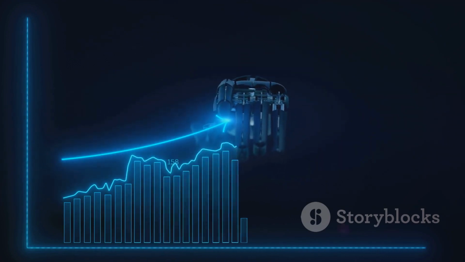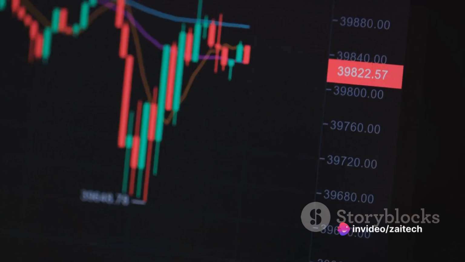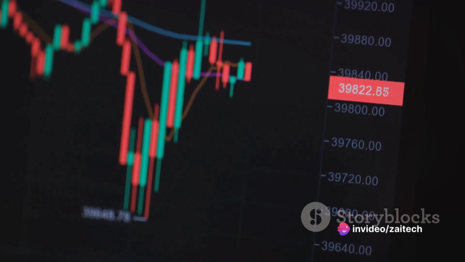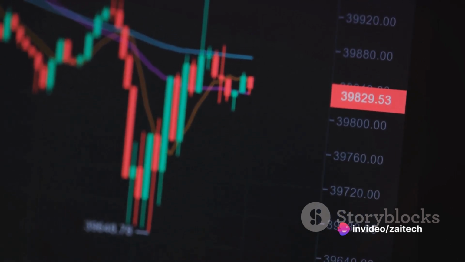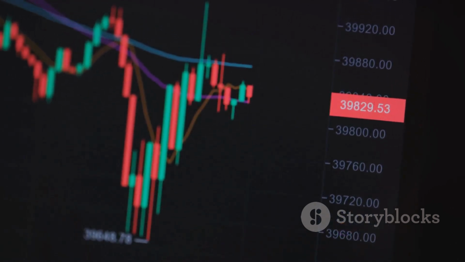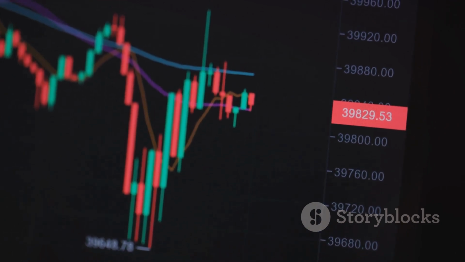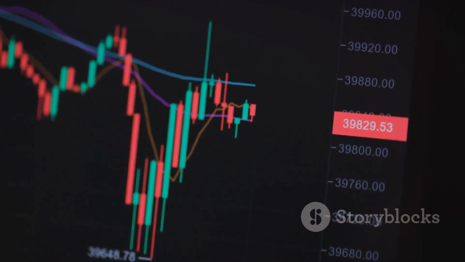Don't let greed or fear dictate your trades. Instead, make decisions based on your analysis and stick to your predefined entry and exit points. If a trade doesn't fit your criteria, it's better to skip it than to risk a loss. Now let's talk about some common pitfalls.